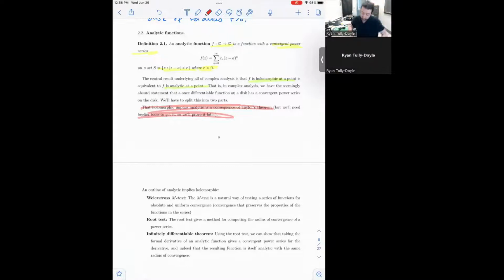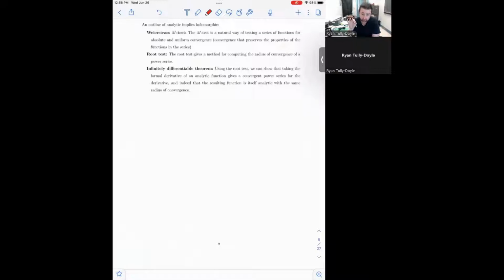Okay, so for an outline of the proof that a function being analytic implies that a function is holomorphic, we need a set of tools that we can use to analyze power series and the convergence of power series. Some of the most important tools that we have available from real calculus are the Weierstrass M-test, which is a way of relating the coefficients of a power series to absolute convergence of regular series of numbers. The root test is the standard tool for investigating the coefficients of a power series and determining what the largest radius of convergence of a power series is.